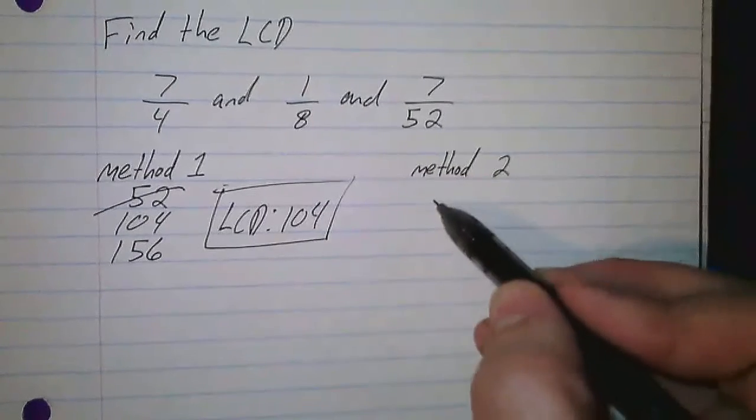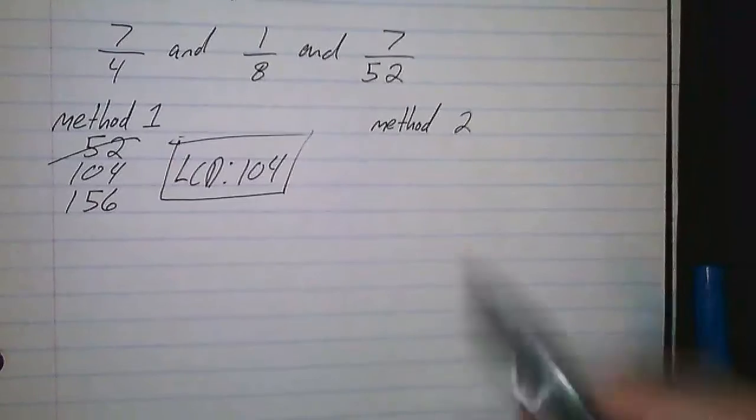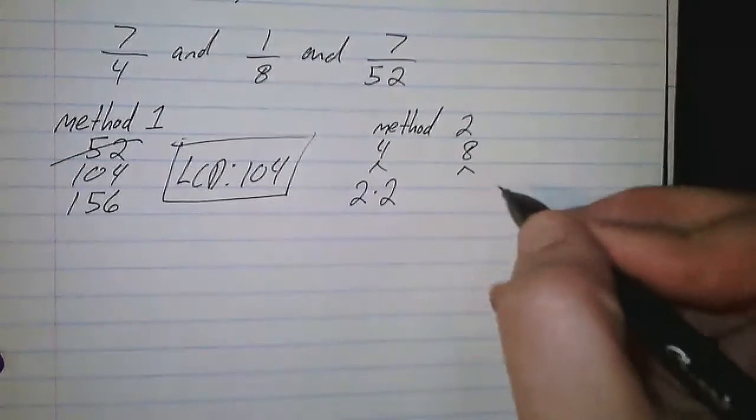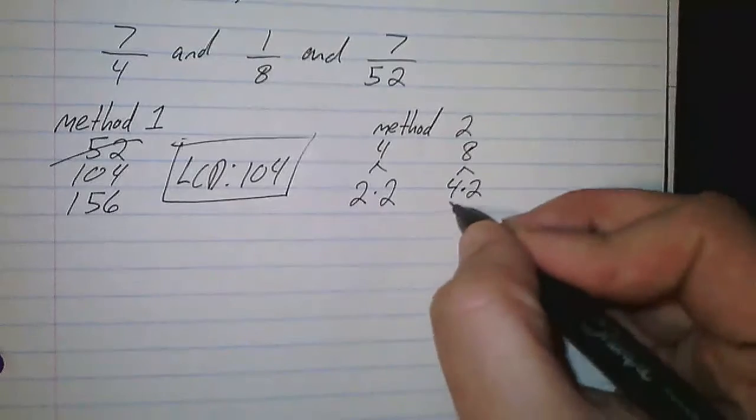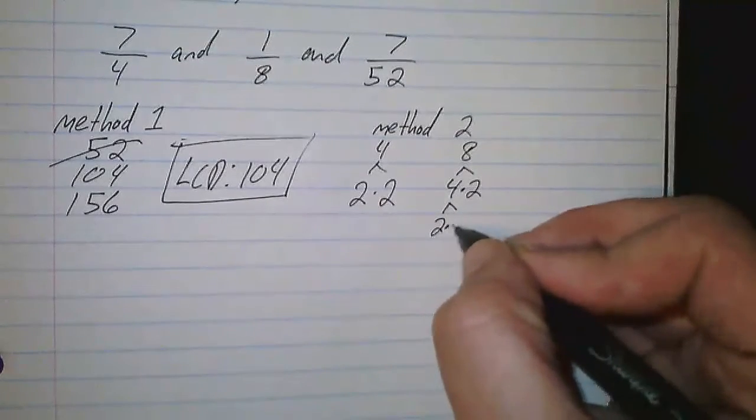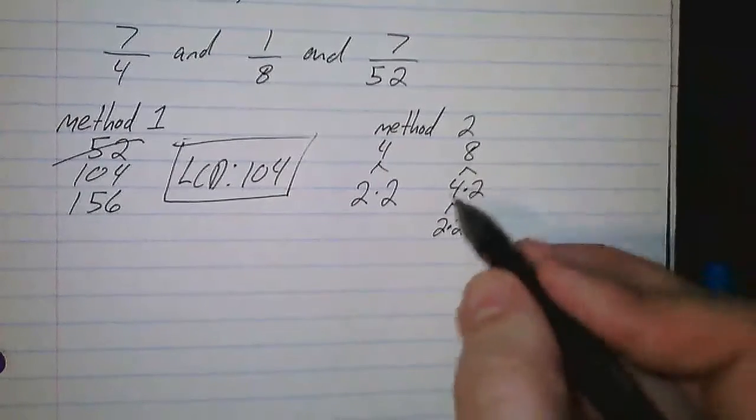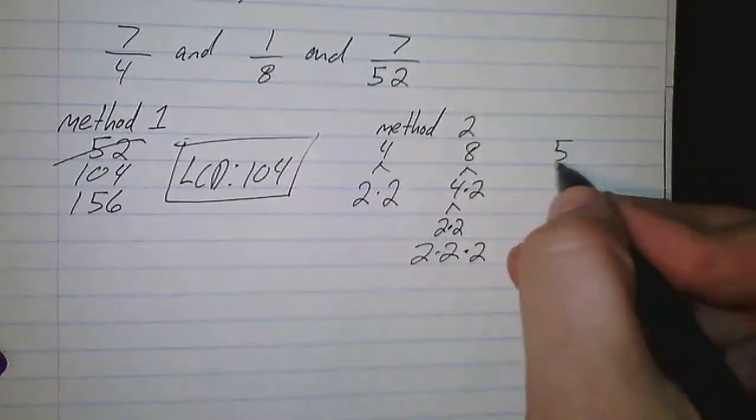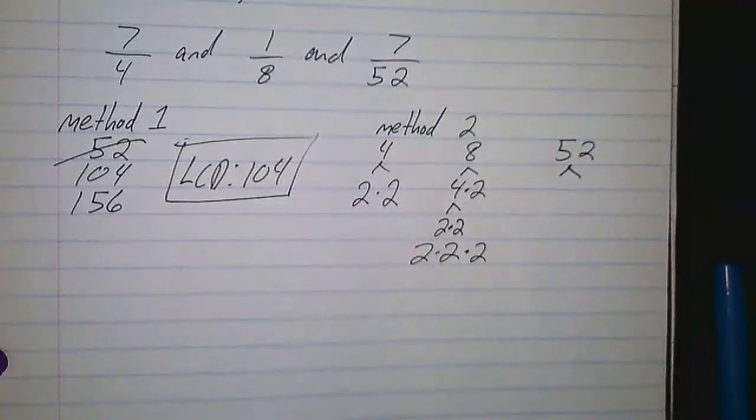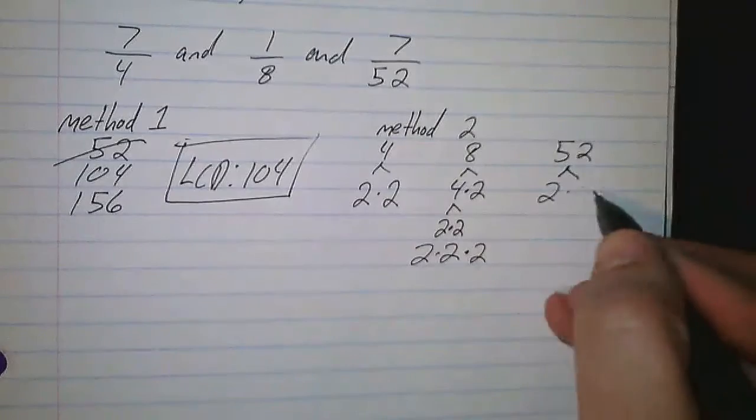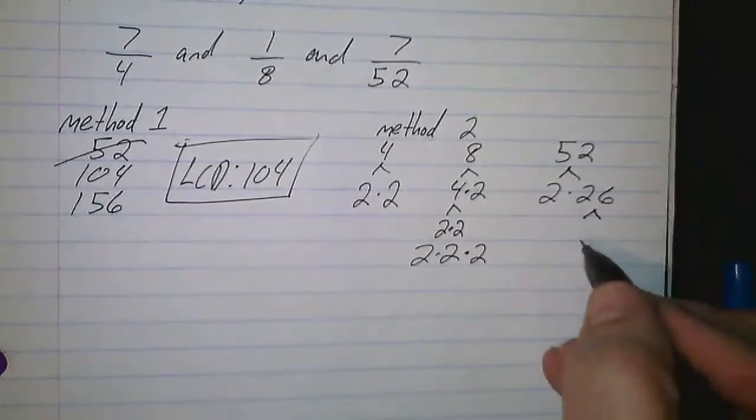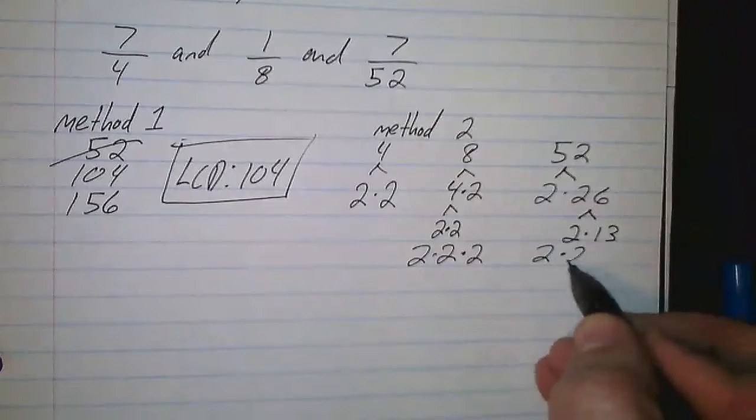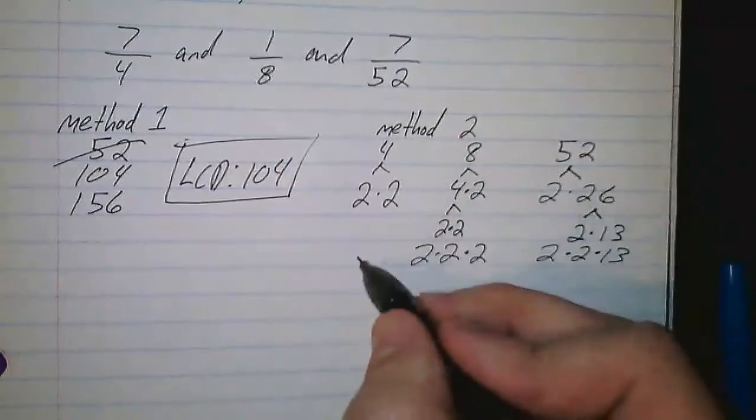The other way is to do a prime factorization of the three denominators. So 4 can be broken down into 2 times 2. 8 can be broken down into first 4 times 2, and 4 is 2 times 2. So that means 8 is 2 times 2 times 2. We can take 52 and prime factor that. It's even, so we can divide by 2 and get 26. And then 26 is 2 times 13. So what makes 52? 2 times 2 times 13. And again, 4 was just 2 times 2.